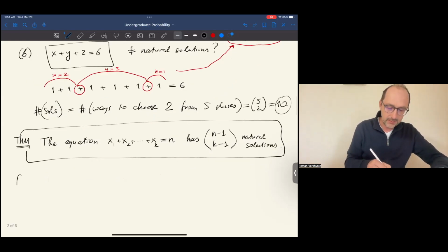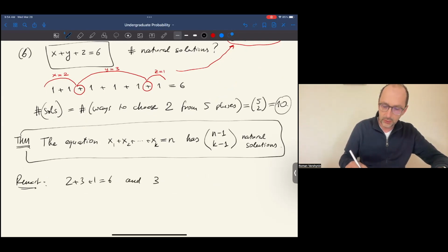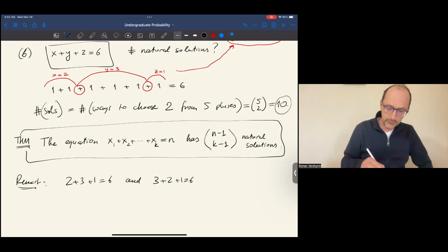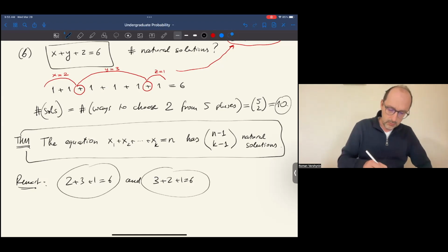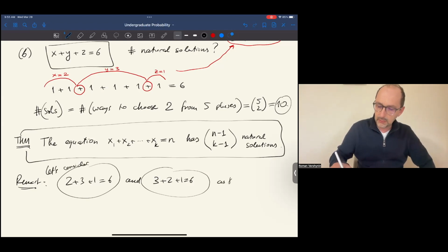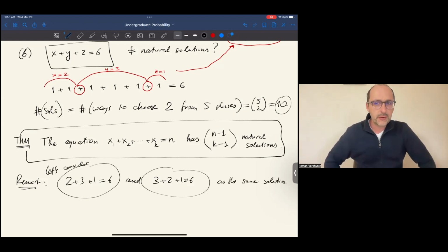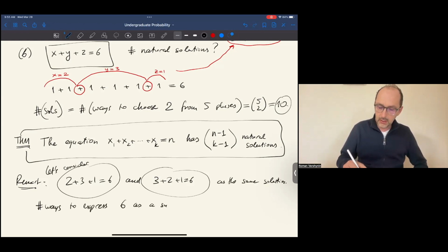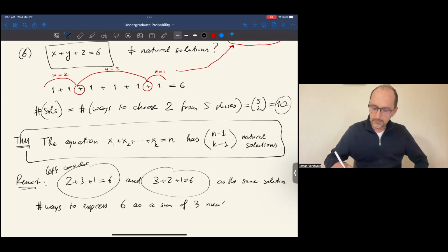Finally, one little remark. We counted this solution and this solution as different solutions. But suppose we want to count these two as the same solution. How many solutions are there now? In other words, how many ways are there to express 6 as a sum of 3 natural numbers?